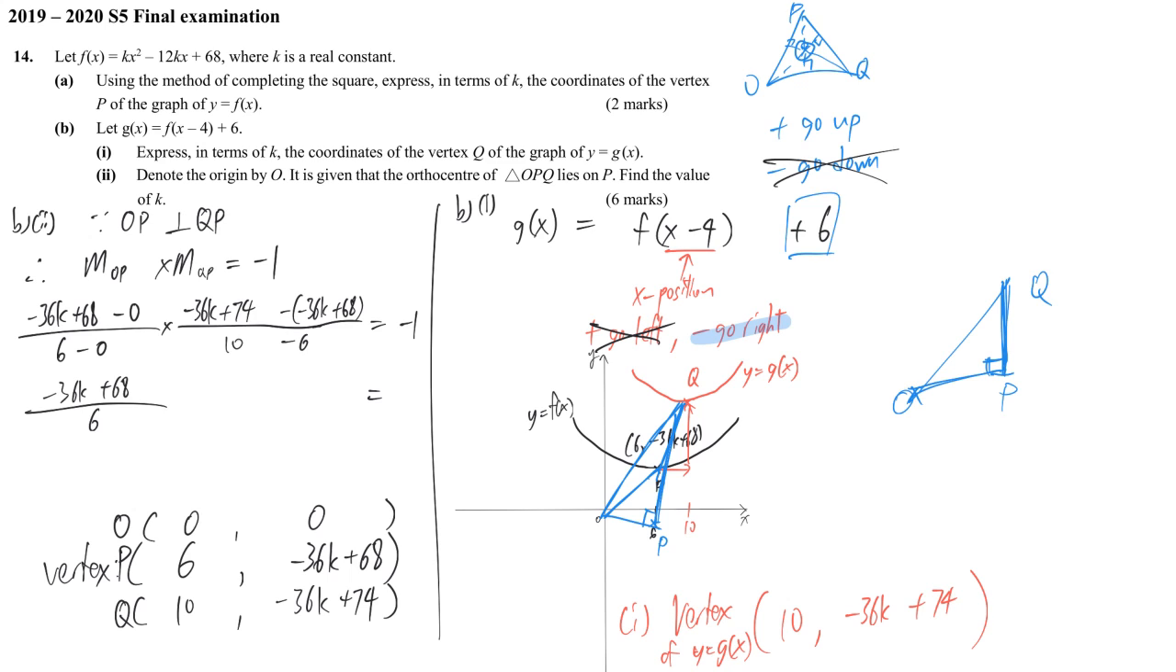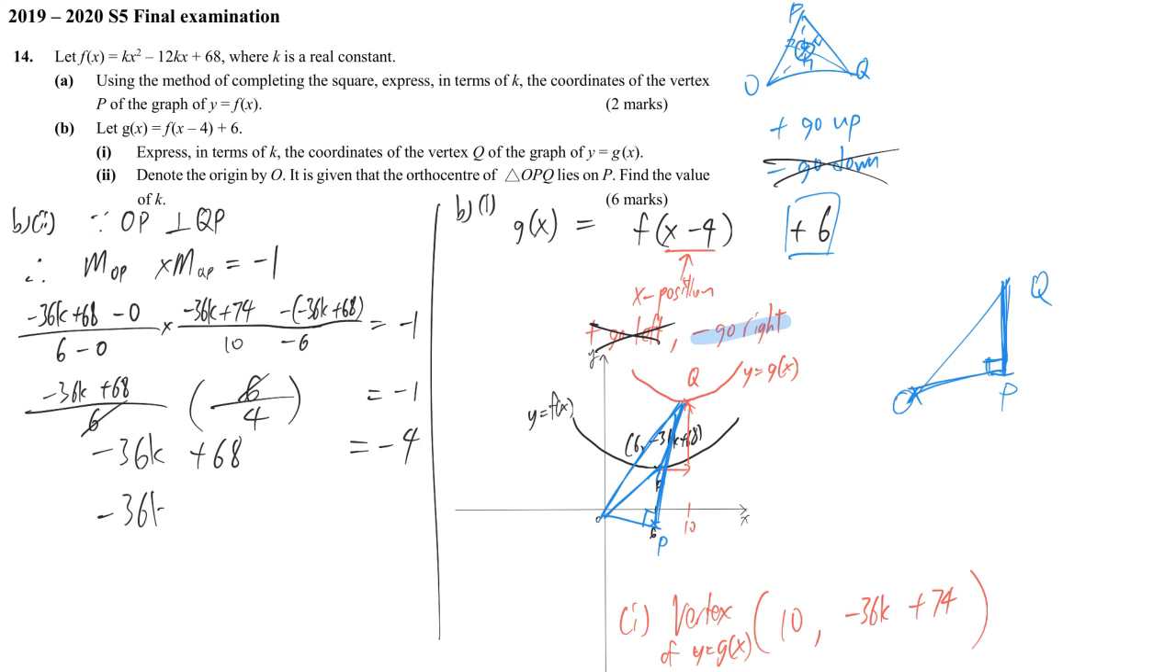It's not complicated here, but the expression looks messy, because how did you get there? It's just go up by 6 steps and then go right by 4 steps. So it's 6 divided by 4. Cancel out, that means negative 36k plus 68 is equal to -4. Negative 36k is equal to negative 72, and therefore k is equal to 2. It's a simple linear equation. You don't even need to solve a quadratic equation.